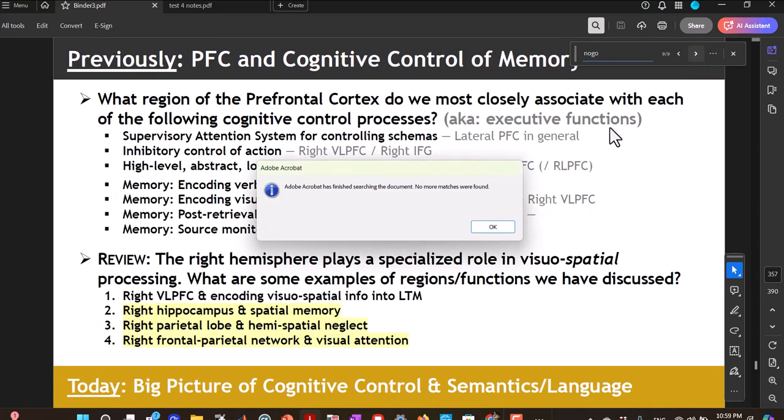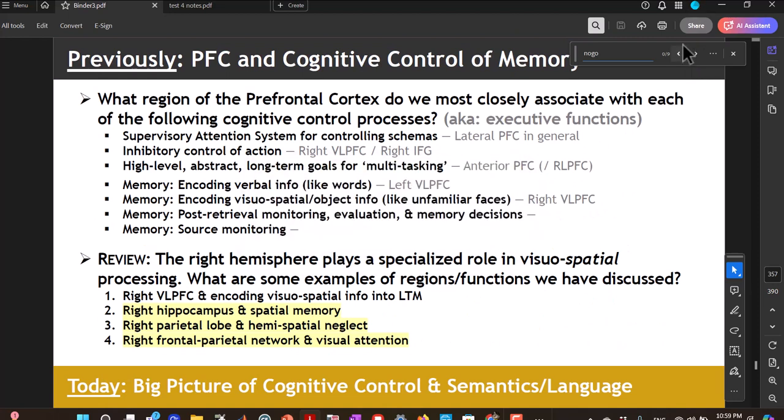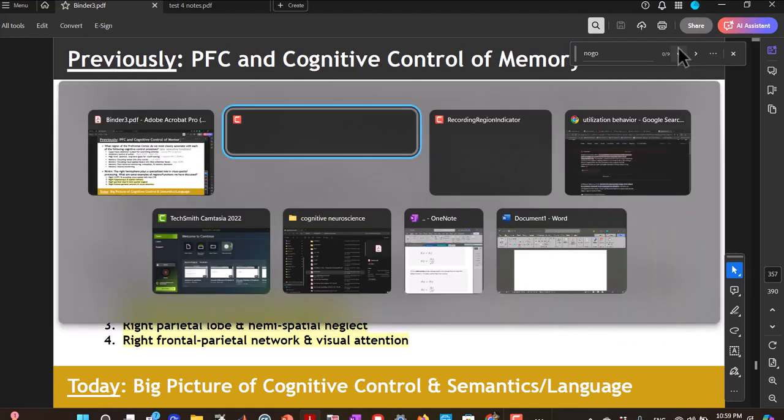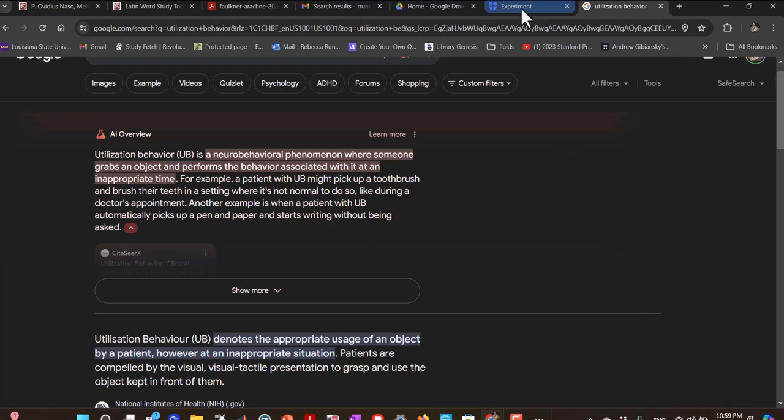It's in here somewhere. No, it was. I think maybe I have it open.